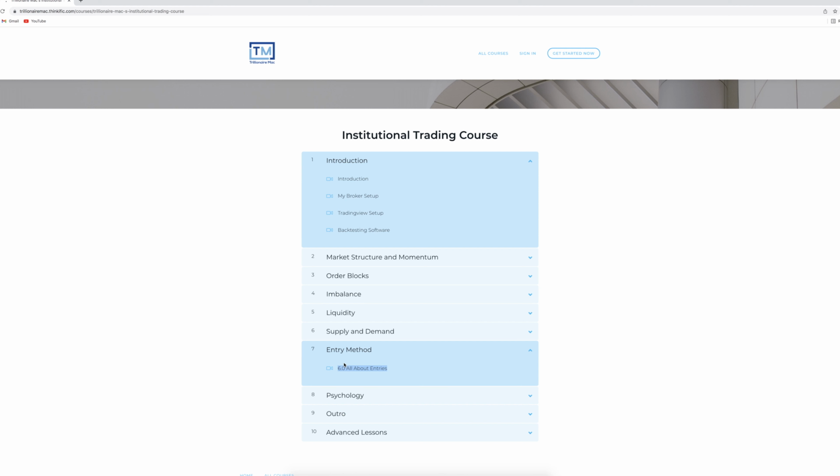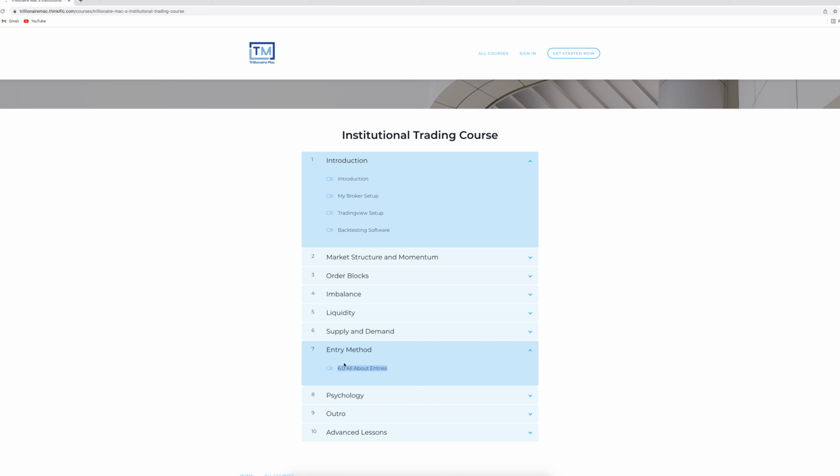My entry method, not only my entry method, but really how I look at the charts. The first link down in the description will break down the entire refinement behind this candle here, why it's important, and why I looked for price to trade back into this candle before taking my entry.